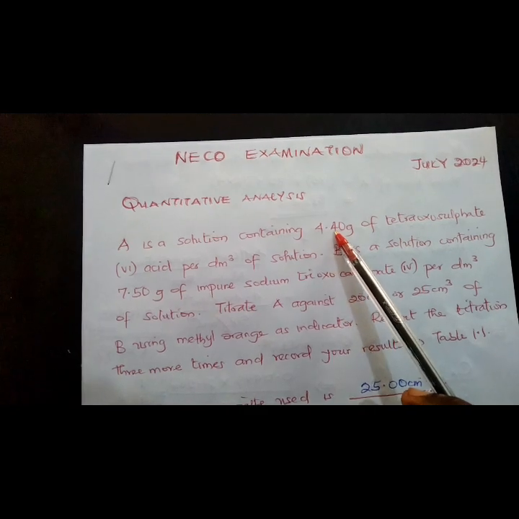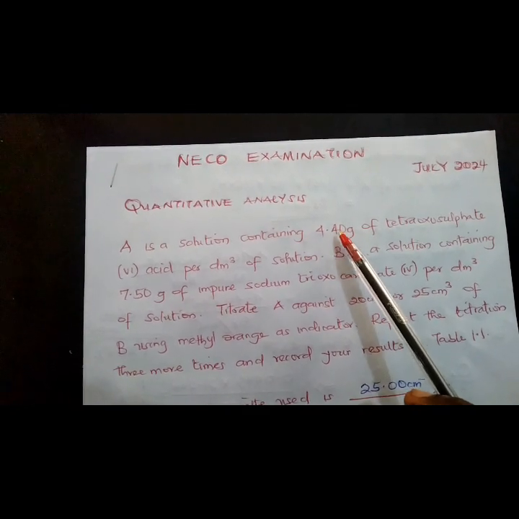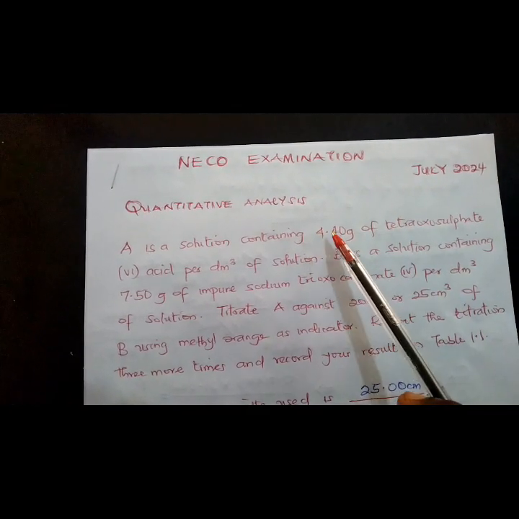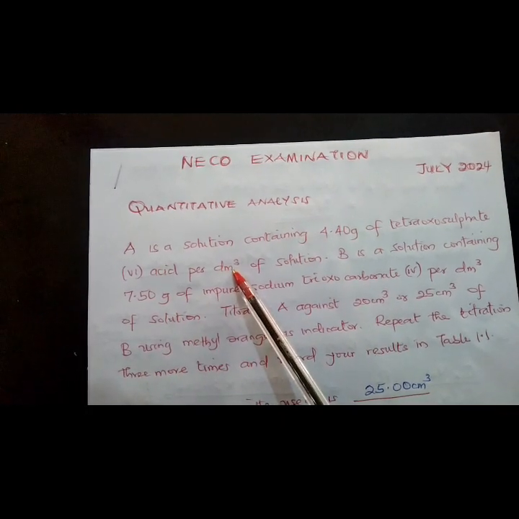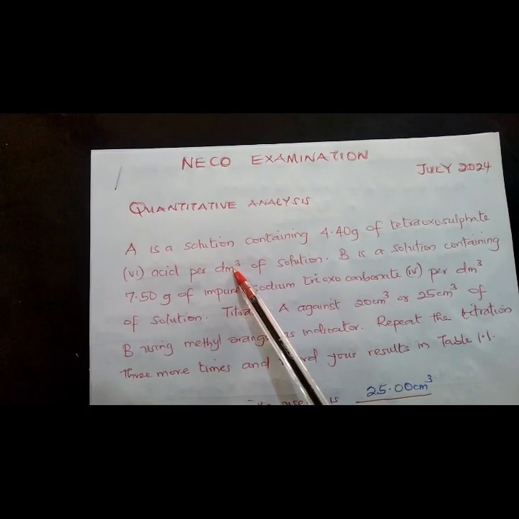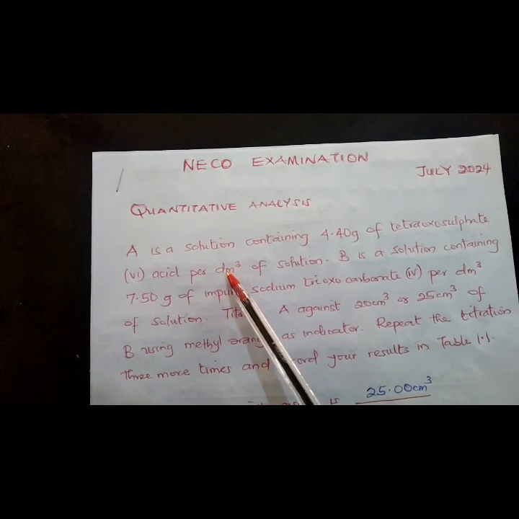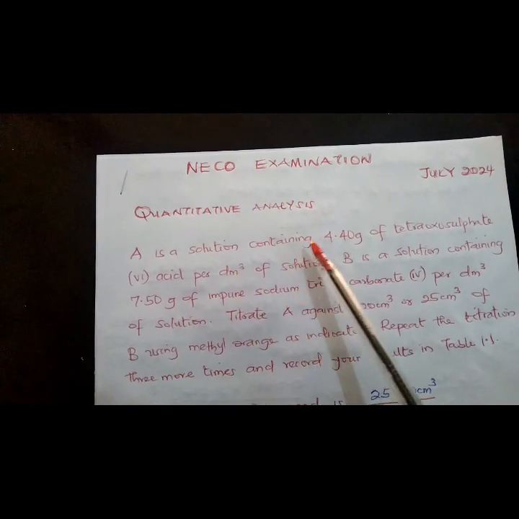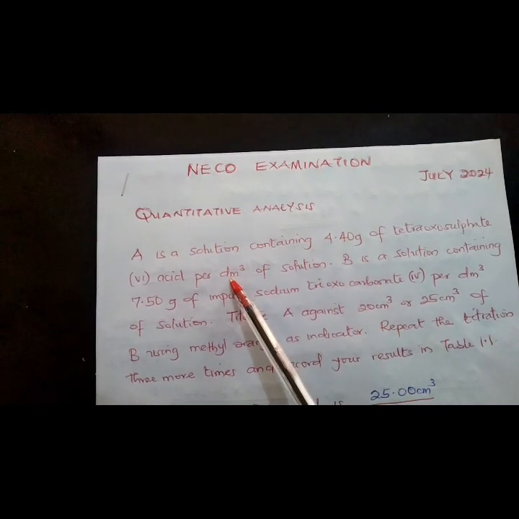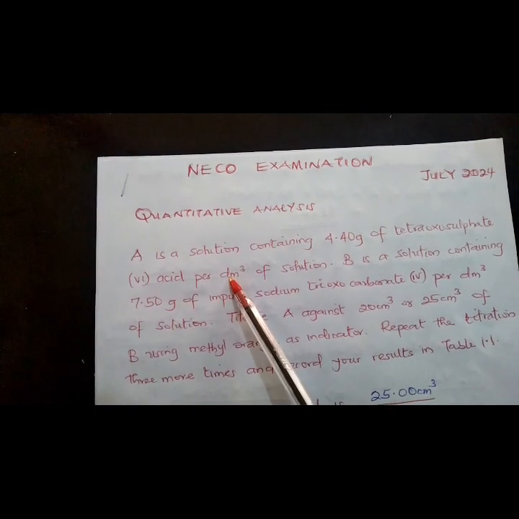And this 4.40 gram was actually the mass of the acid, or A, that was measured and dissolved in 1000 cm cube, because 1000 cm cube is equivalent to 1 dm cube. So they had to put this in 1000 cm cube of water to make it a standard solution.